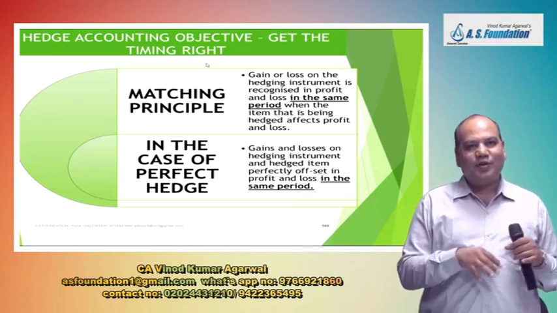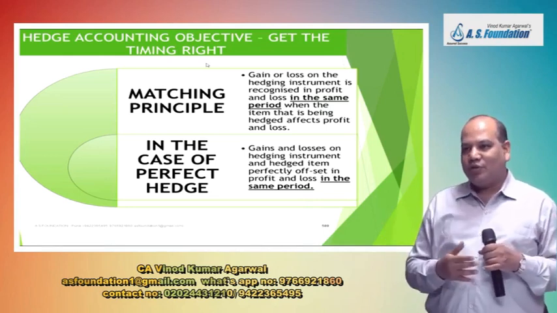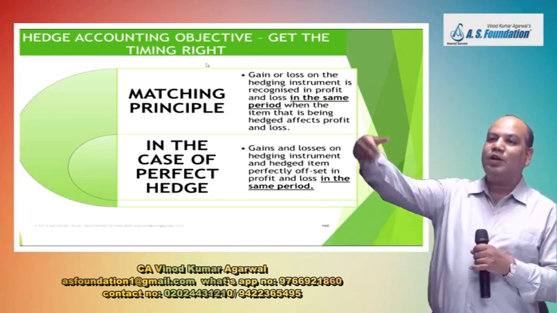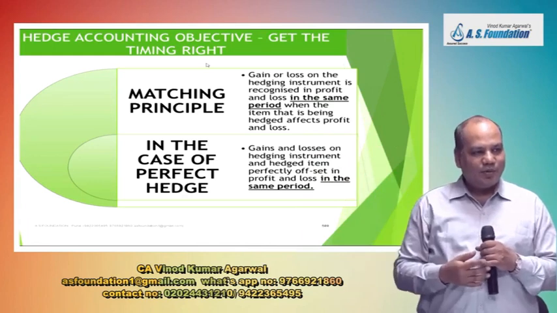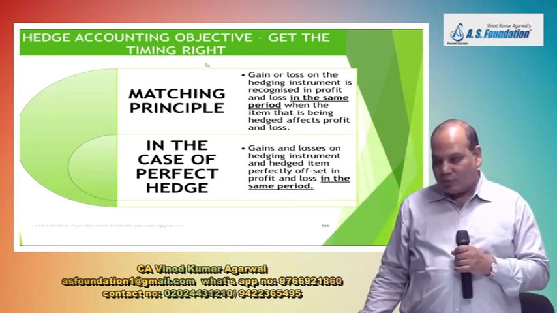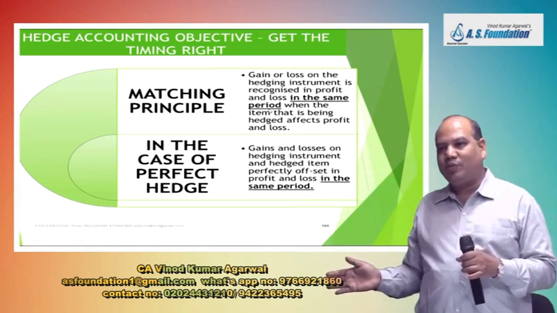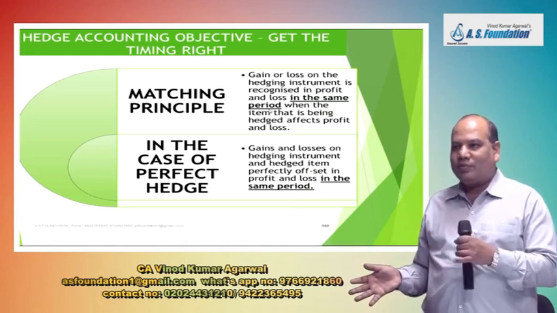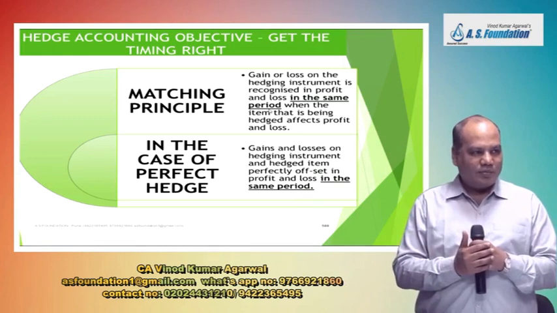Suppose in the first year you have declared a lot of losses, which of course is not an actual loss because it is protected by the derivative. But that gain will come in the next year. By that time the damage has been done. So, the matching principle: it should not happen that one item is going in the P&L account and the other is going in OCI. So again we will try to bring them in the same place.